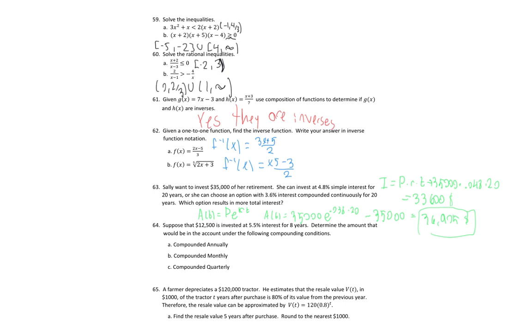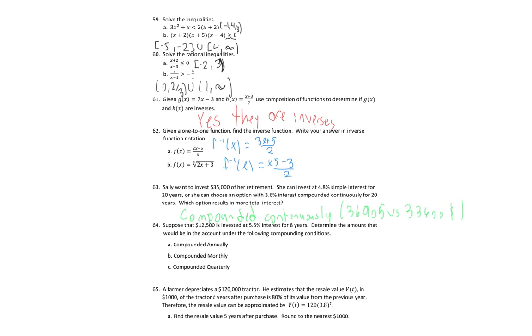So I'll say for my answer, compounded continuously. And then I'll say the amounts: 36,905 versus 33,600. And I should put this in more of a lengthier word answer because it asked me as a word problem. But we're just going to keep moving because these videos have been getting pretty long already.